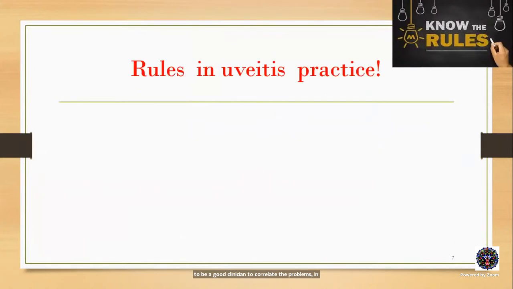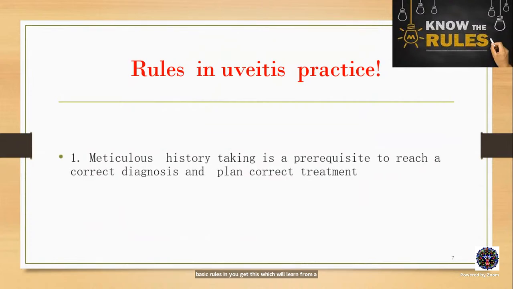There are two basic rules in uveitis which I learned from a mentor. Let me state that in the beginning. The first thing is meticulous history taking is a prerequisite to reach the correct clinical diagnosis and plan the correct treatment. The elements added are correct diagnosis and correct treatment. And rule number two is very simple: never forget rule number one. Such is the importance of history taking to proceed with anything we do in relevance to patient care.